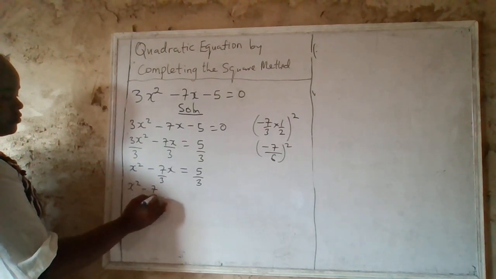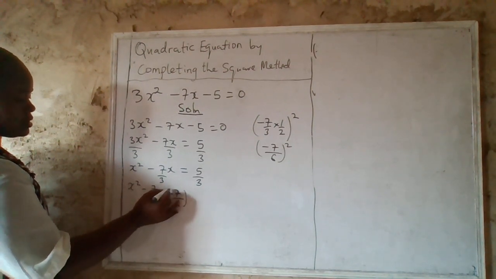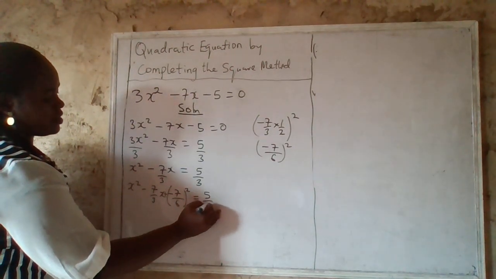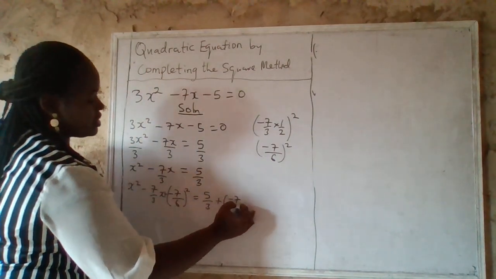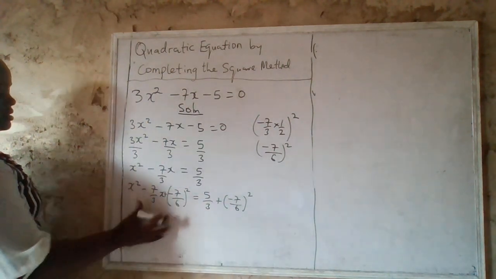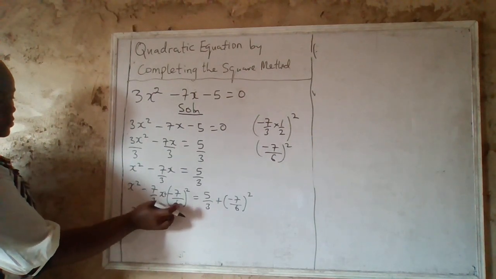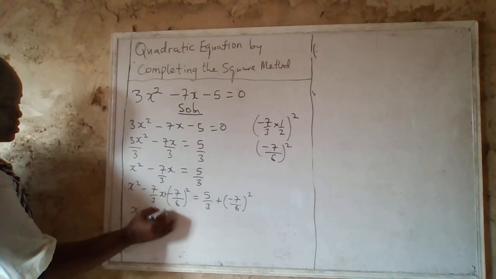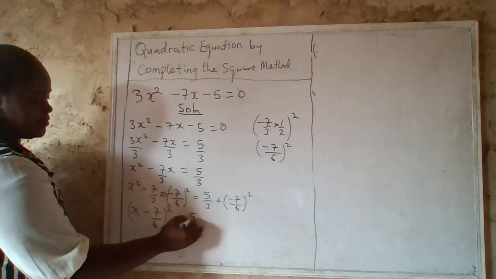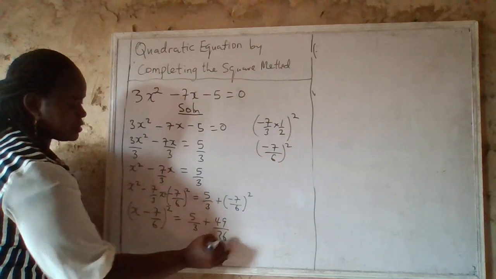x squared minus 7 over 3x plus minus 7 over 6, all squared, is equal to 5 over 3. Adding to both sides, I have minus 7 over 6 squared. Now, it becomes easy for me to factorize this side. So I'm having x minus 7 over 6, all squared, will give me 5 over 3, plus, opening this, 49 over 36.